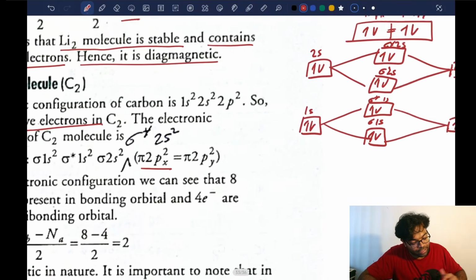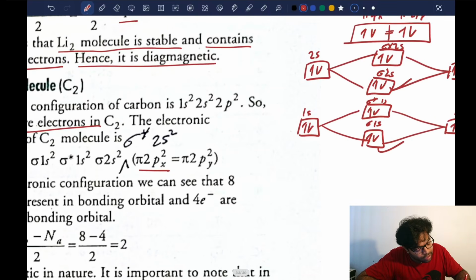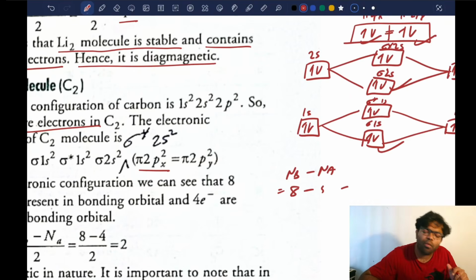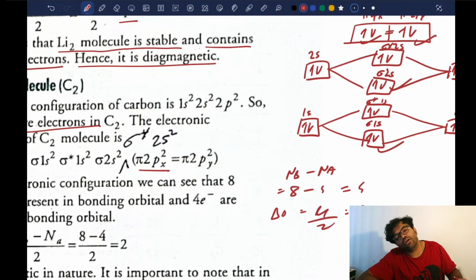Okay, so Drupad, how many electrons are present in the bonding molecular orbitals? 1, 2, 3, 4, 5, 6, 7, 8. There are 8 bonding electrons present. How many are present in the anti-bonding? There are 4 present. So Nb minus Na is equal to 8 minus 4. It's a positive value. Therefore, it will become stable. So the bond order becomes 4 upon 2, which is equal to 2. So there is a double bond present between the two carbon atoms.